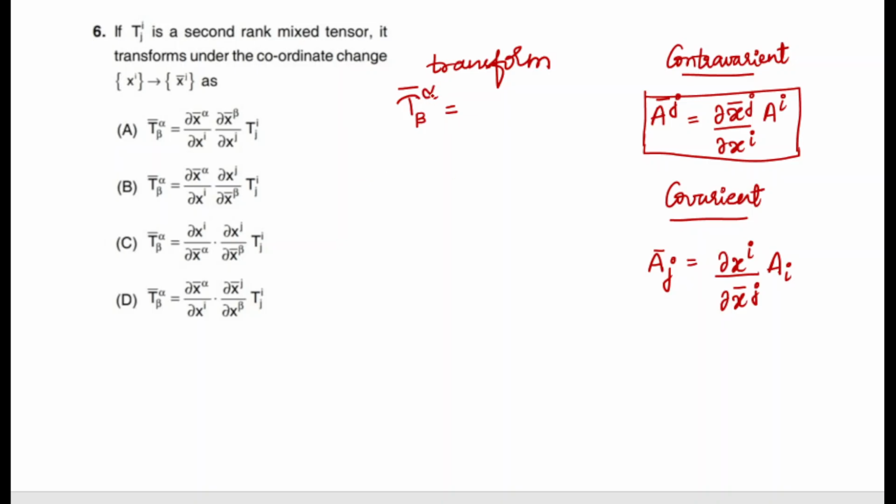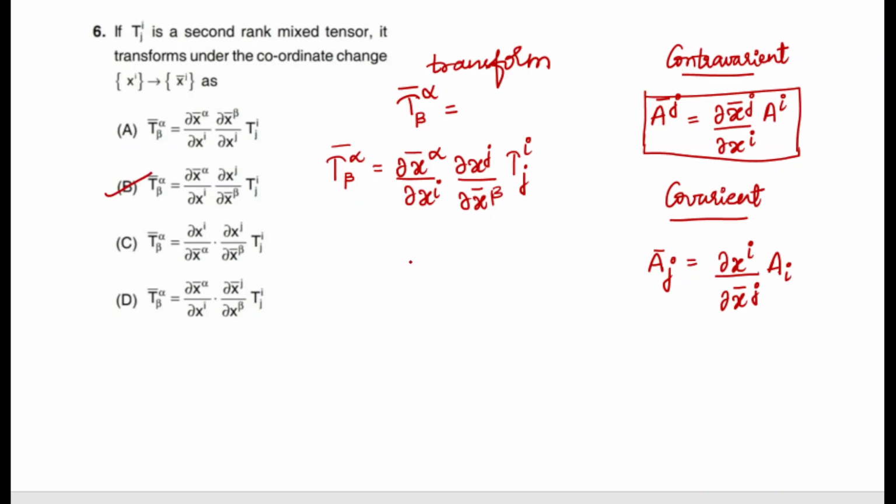First, we will see it for the contravariant index, that is alpha. So it will be dou x bar^alpha divided by dou x^i. Next, for the covariant index, it will be dou x^j divided by dou x bar^beta, from the definition, into T^i_j. So which option is the right option? From the options I can say option B is the right option.